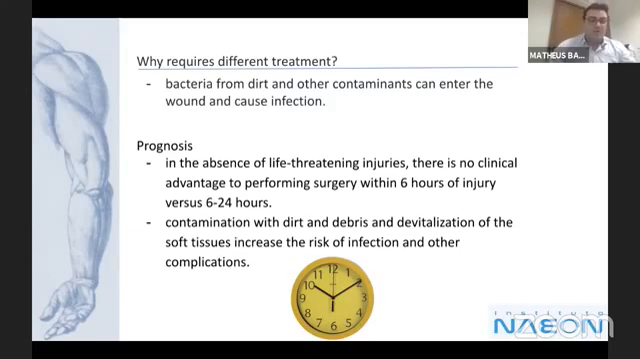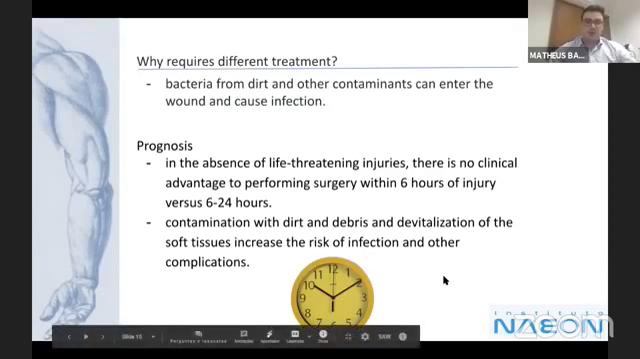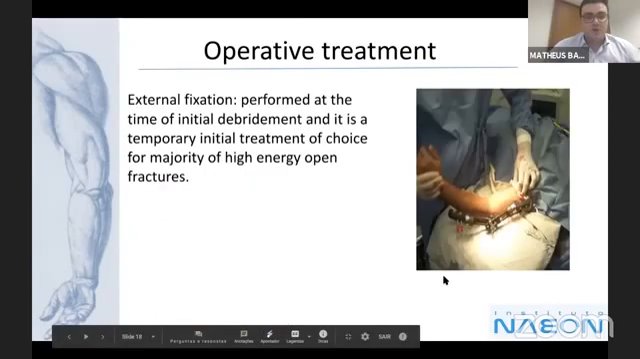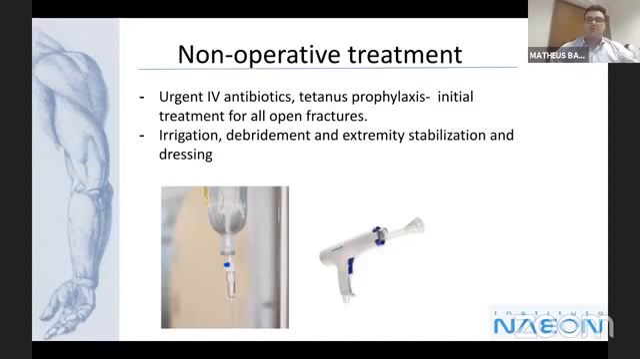The contamination with dirt and debris and the devitalization of the soft tissues increase the risk of infection and other complications. For non-operative treatment, you have to use urgent intravenous antibiotics and give tetanus prophylaxis. And this is the most important thing to do, along with irrigation, debridement, extremity stabilization, and dressing.